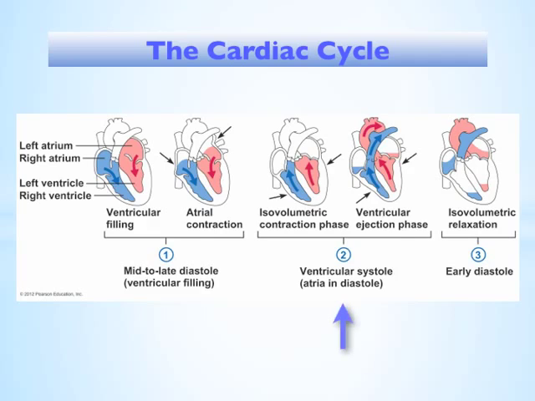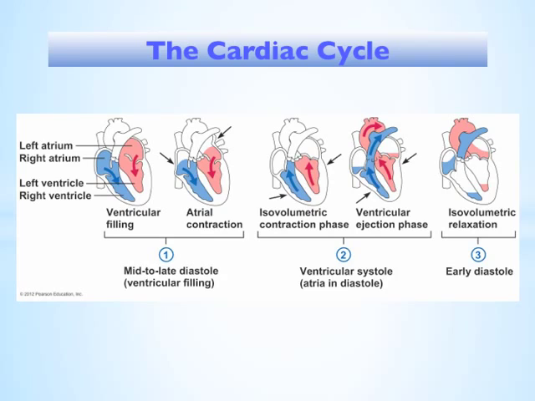Next phase is called ventricular systole, and what happens then is as the ventricles contract, they force the atrioventricular valves to close, but at that stage there's not enough pressure to open up the semilunar valves. So pressure builds up in the ventricles, but the volume in the ventricles doesn't change, and that's why it's called isovolumetric contraction.